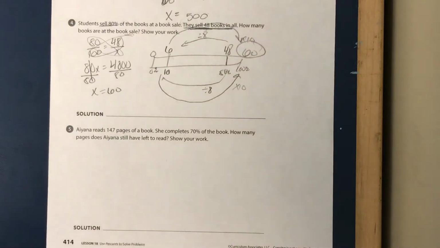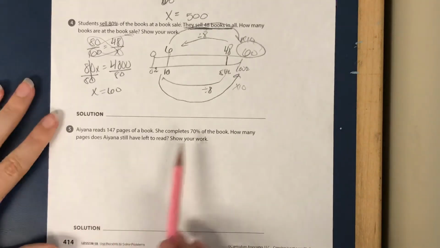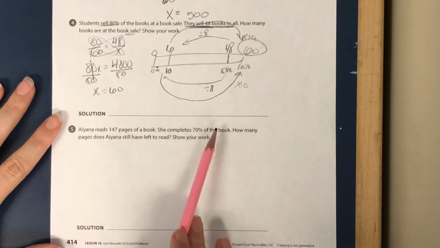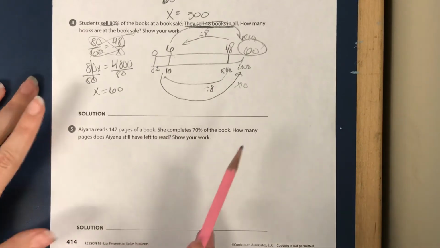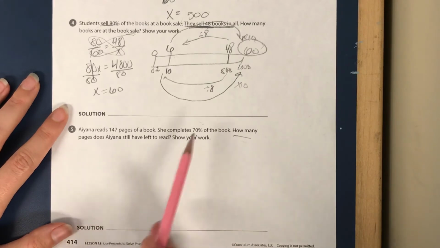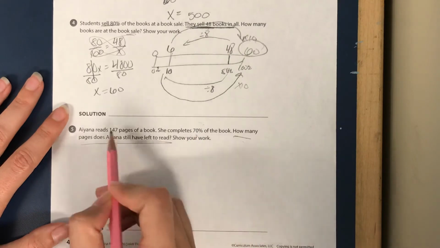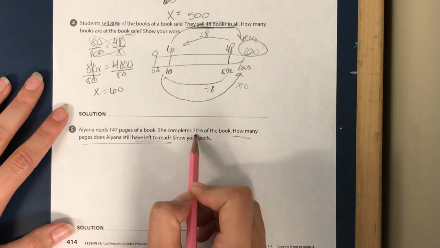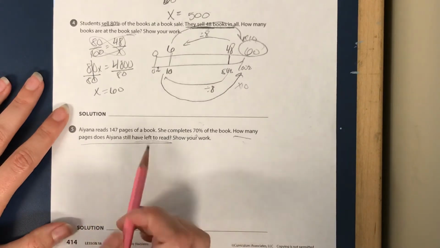All right, Ayana reads 147 pages of a book. She completes 70% of the book. How many pages does she still have to read? Okay, so if you're looking at the percent of the pages, you're looking for the total number of pages. You're going to find the total number of pages, but you need to pay attention to what this is asking. How many pages does she still have left to read? So by looking at 70% and knowing that 147 is 70%, you're going to find how many pages are in the book total, and then you have to subtract it.